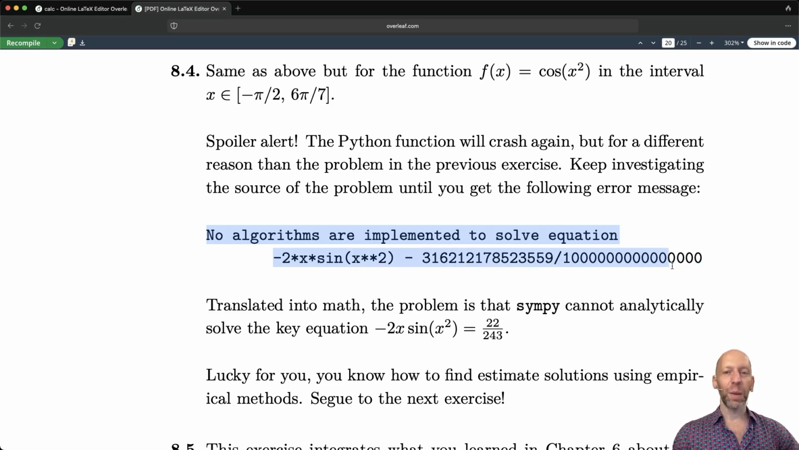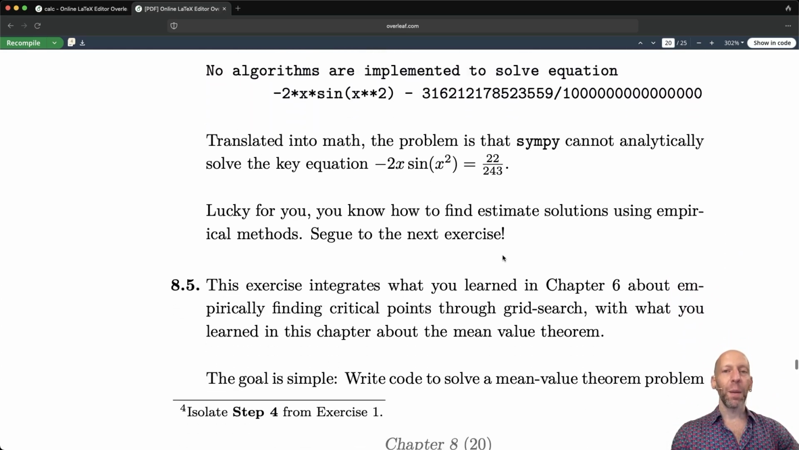So after some digging, you will eventually find an error message in Python that looks like this. No algorithms are implemented to solve this equation. And basically what this Python error message is telling you is that SymPy is unable to find an exact solution to this equation, minus 2x times the sine of x squared equals 22 divided by 243. What a weird fraction. And here really the problem is that it is not possible to isolate x on one side of the equation. Okay, so that means that we cannot come up with an analytic solution, an exact solution to the mean value theorem problem.